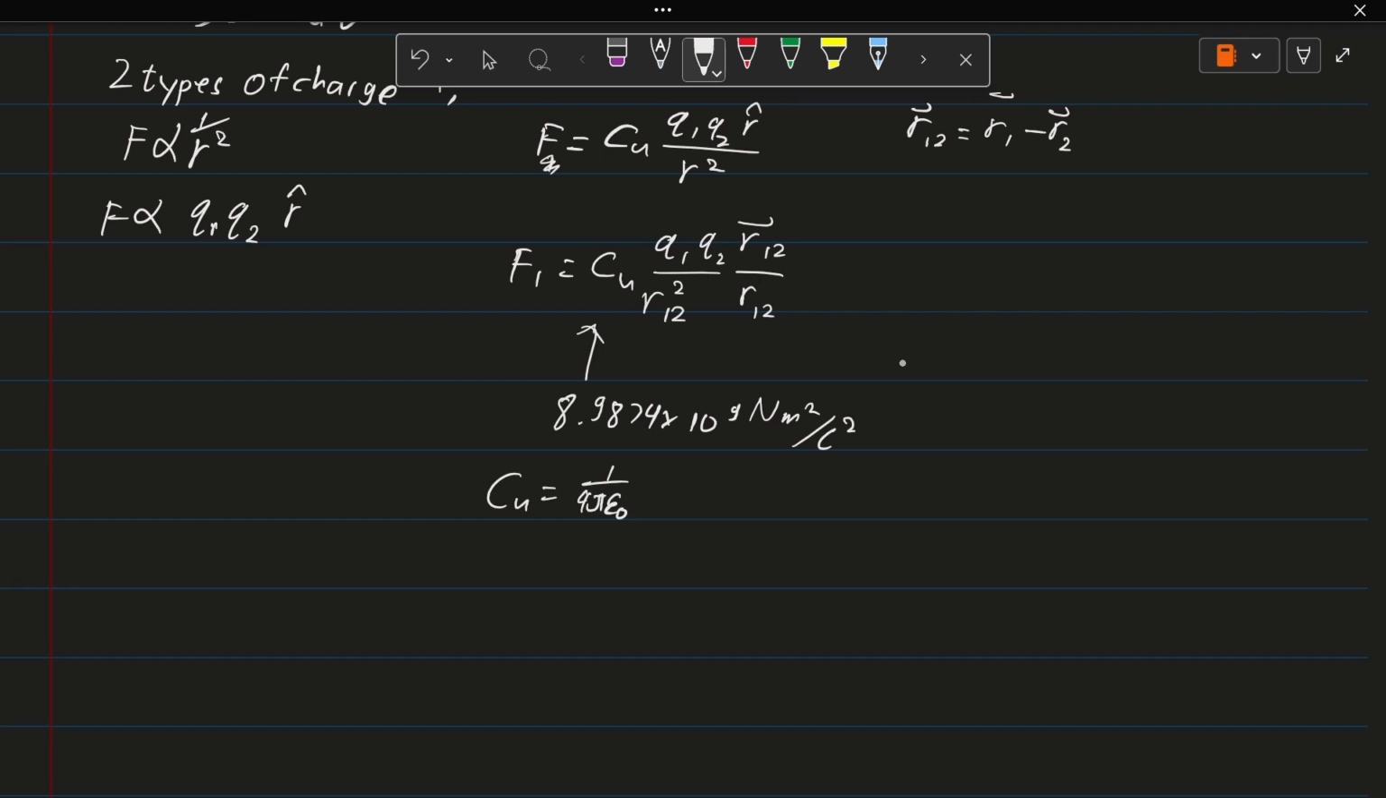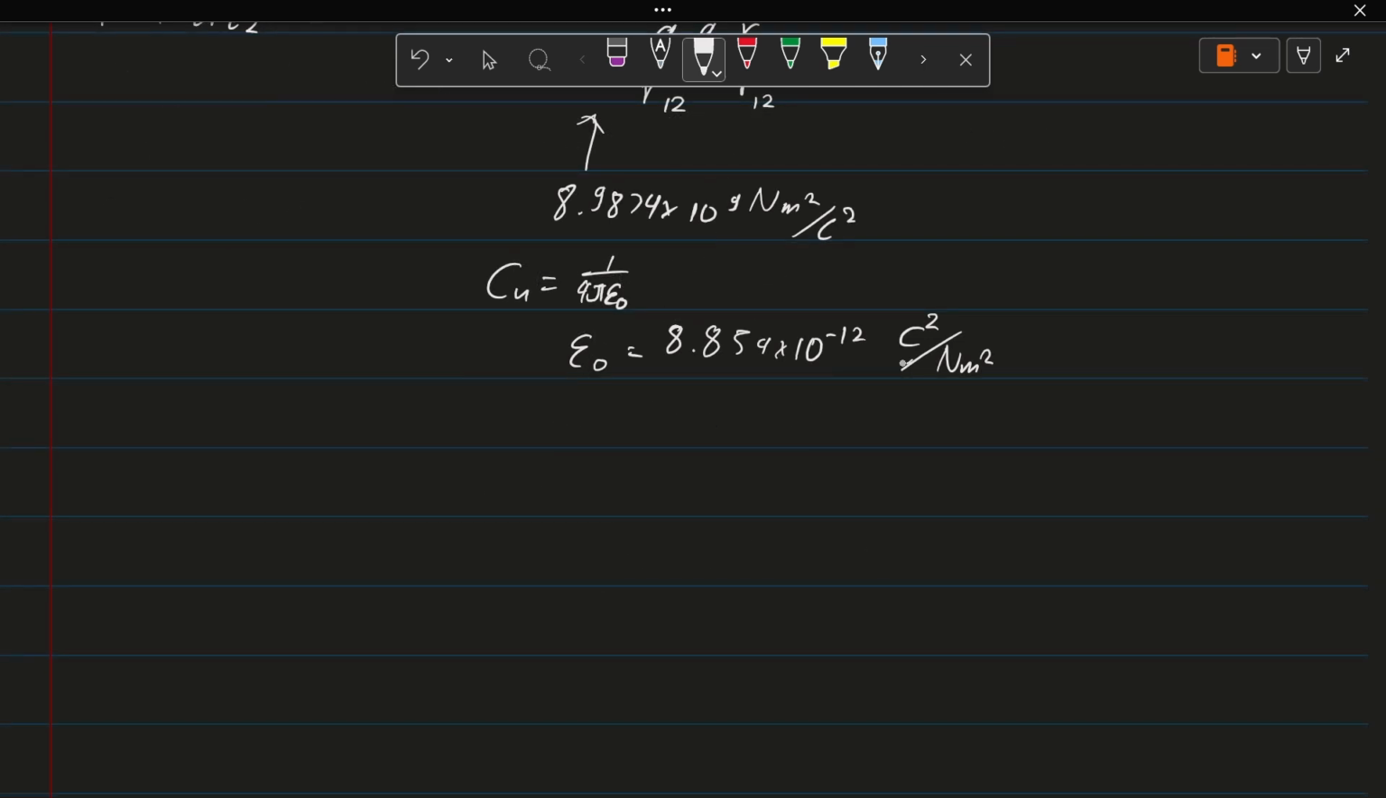So epsilon 0 here could be defined to be 1 for certain units, but for SI units, it's 8.854 times 10 to the power negative 12 Coulomb squared per Newton meter squared. Something interesting about the electric force is that you could just sum up each of the components, and you would get the force for the entire system thanks to all the different pairs of forces.